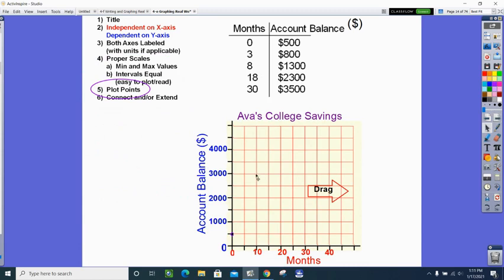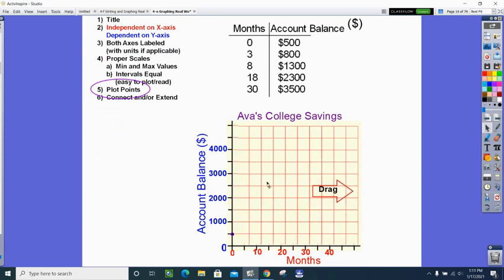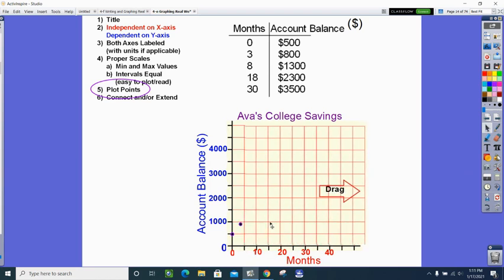So the first point would be 0, 500. And remember I said you want to put 0 in because it'll anchor your graph to the y-axis, okay? And then I've got to plot 3. Now this is 5, so 3 would be a little bit less than halfway. 800, a little bit less than 1,000. I now need to plot 8, so this would be 5.